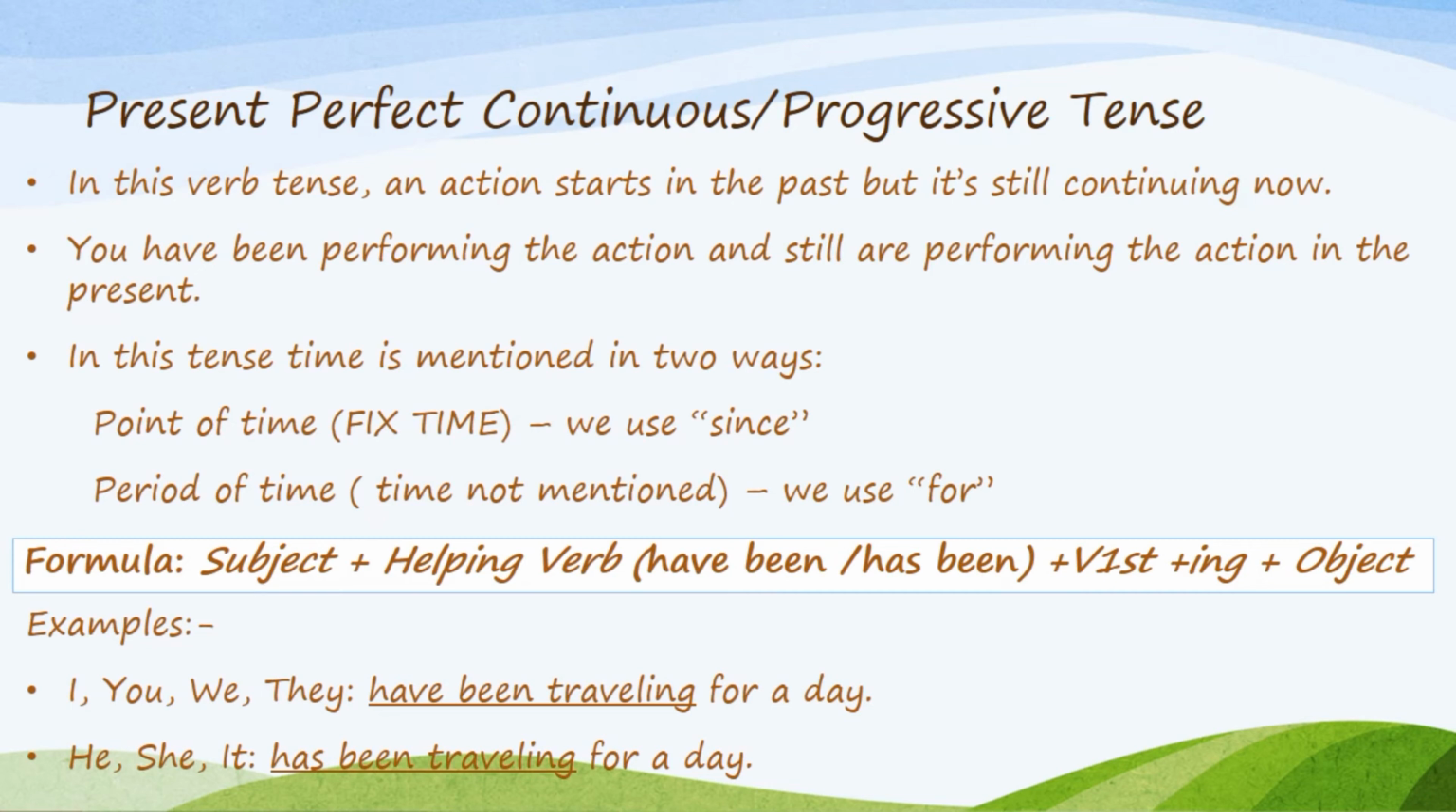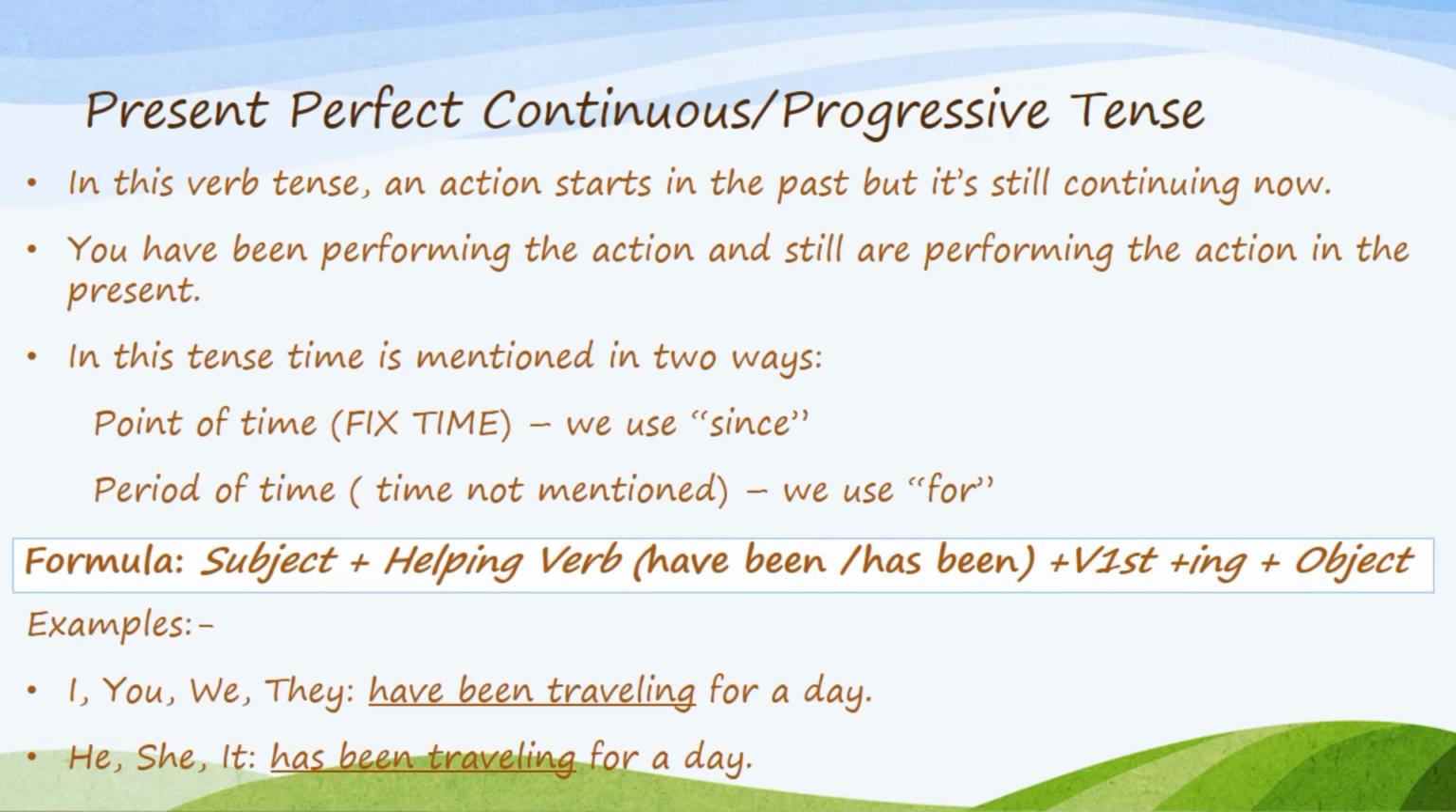Now, we have the formula here, which is subject plus helping verb. In this tense, we will be using have been and has been as a helping verb, right? In present perfect tense, we used have and has, but in present perfect continuous, we will be using have been or has been, plus verb first form plus ing, which is the verb fourth form. With have been and has been, we will always use the fourth form of verb and an object.